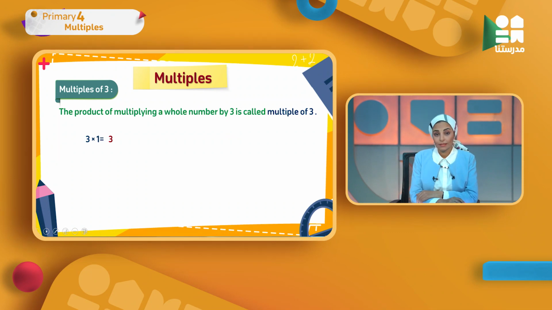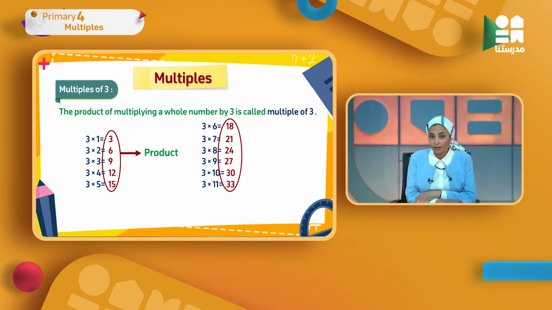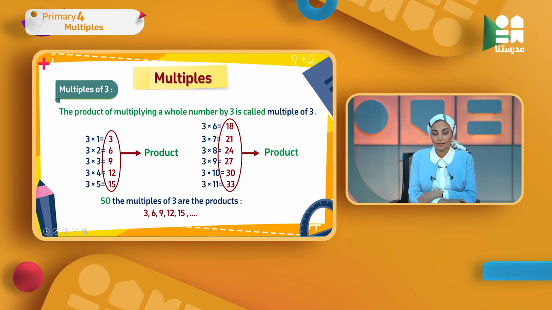Now, can you tell me the multiples of 3? Multiples of 3 are the products of multiplying a whole number by 3. Now, can you write table 3? 3 times 1 equals 3. 3 times 2 equals 6. 3 times 3 equals 9. 3 times 4 equals 12. 3 times 5 equals 15, and so on. Now, can you tell me what the multiples of 3 are? Multiples of 3 are 3, 6, 9, 12, 15, and as we see here, multiples of 3 means keep counting by 3.